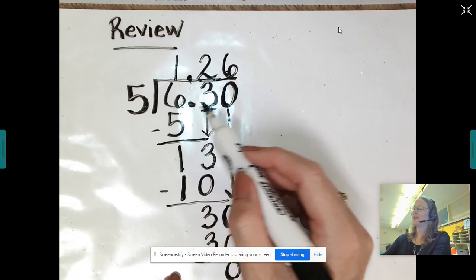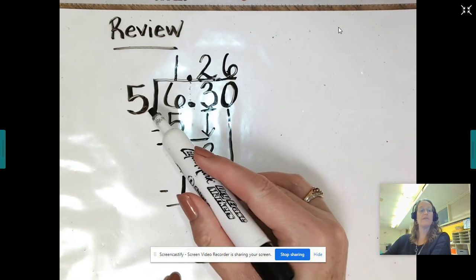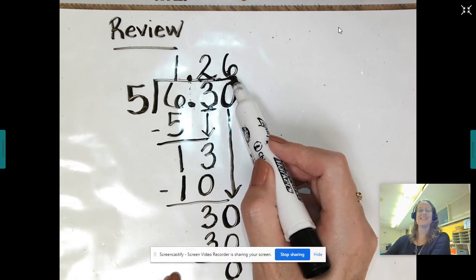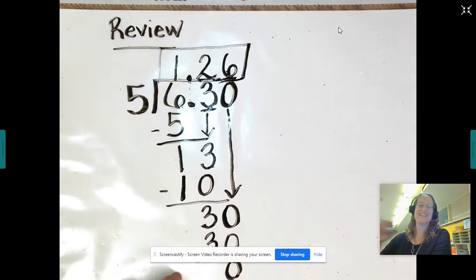So 6 3/10, or 6 30/100 divided by 5 is 1 26/100. That is my quotient.